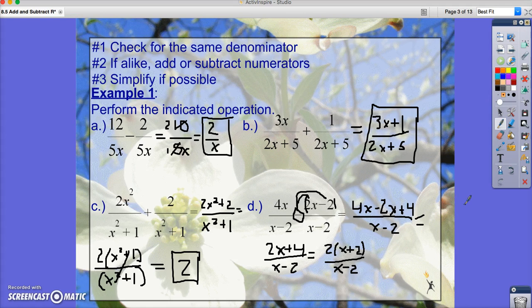I'm going to take a look here. They're almost the same, but there's a different sign between them. There's not really anything I can do. So my final answer is going to be either one. If you've factored out a common monomial and you saw it didn't work, you could leave it like that, or that would be your final answer. All right.